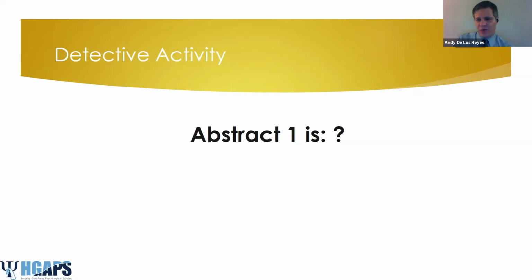All right, what's abstract 1? Is there a brave soul out there who can tell us what abstract 1 is? You can say it if you want. Despite, however, yet. Yep. Too complex.